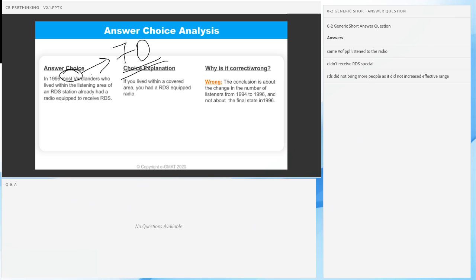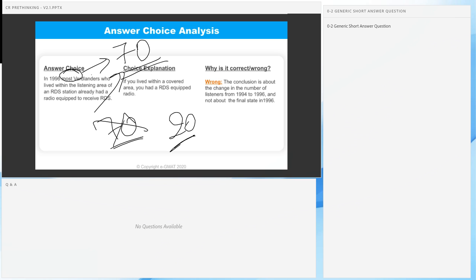So my question to you is, for my conclusion to hold true, is it required that 70% of people have an RDS equipped radio in 94 and in 96? Or in other words, will the conclusion not hold true if in 94, instead of this, 20% of people had an RDS equipped radio and the same 20% had an RDS equipped radio in 96? Will the conclusion not hold true? Is most required? The answer to that is no, most is not required, and hence this answer choice is incorrect.